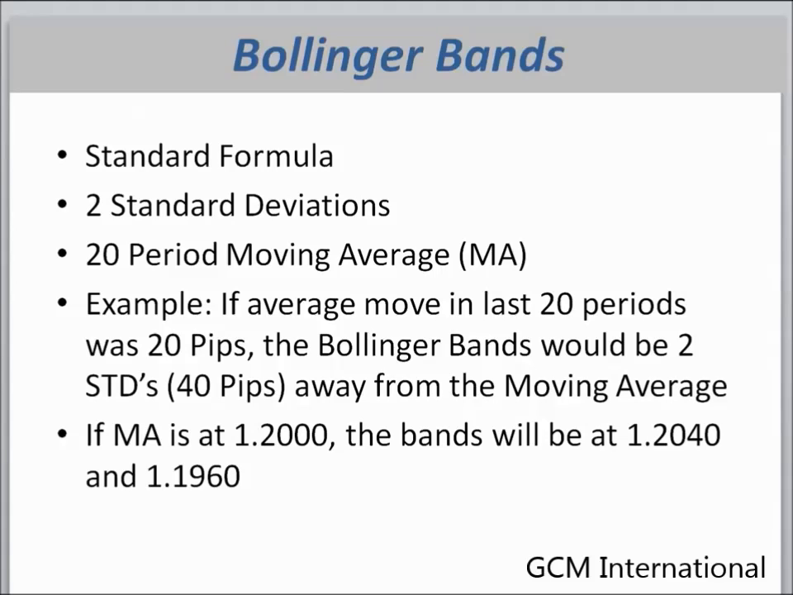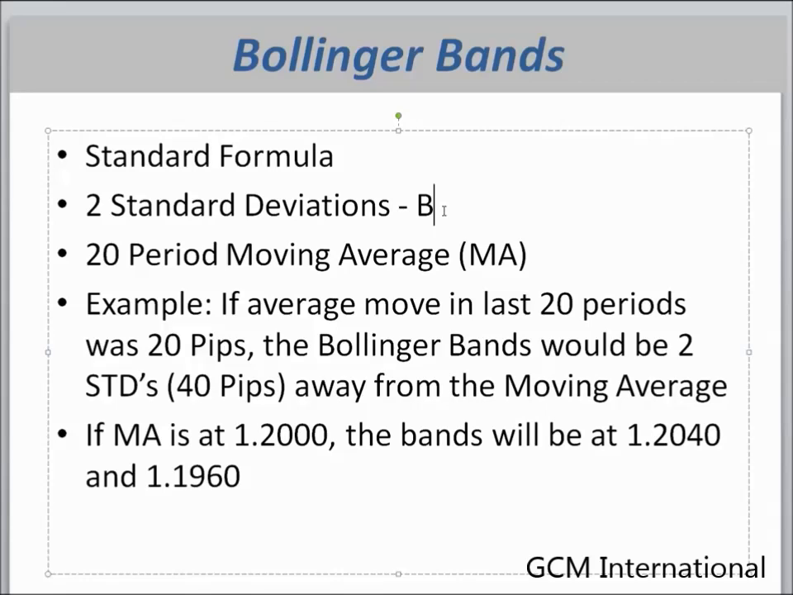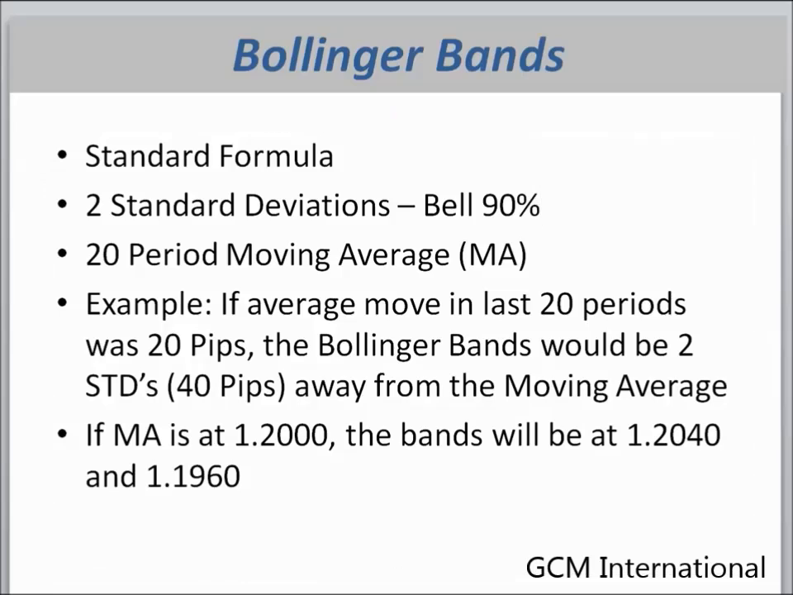Okay, back to how it works. There's a standard formula that most traders use. It's called using two standard deviations. Why do they use two standard deviations? This has to do with the bell curve, where 90% of chances fall within two standard deviations. So that's why people stick to two standard deviations.